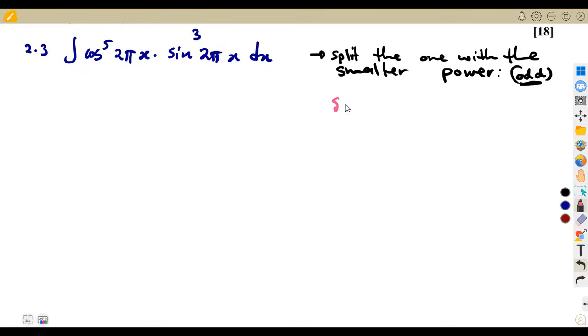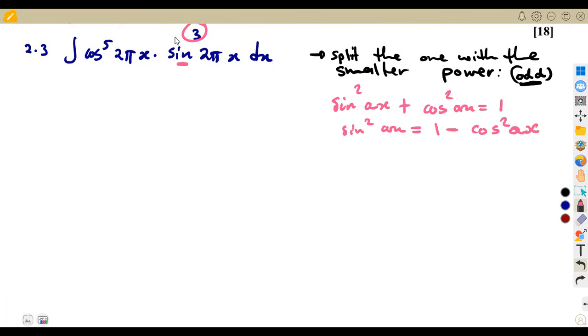Remember, we said we're going to use this identity: sine squared ax plus cos squared ax is equal to 1. Since the smaller exponent is on sine, we have to think of making sine the subject. Sine squared ax is going to be equal to 1 minus cos squared ax. So as we split this, I'm supposed to obtain a sine squared, so that I can replace it with the equivalent identity for sine squared.